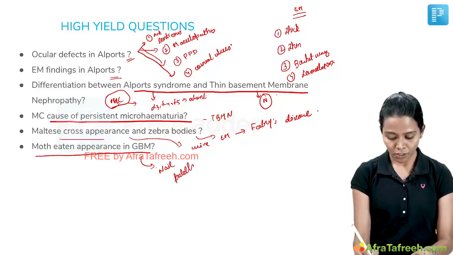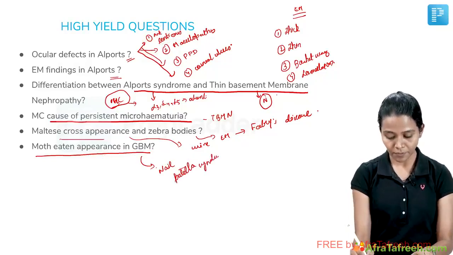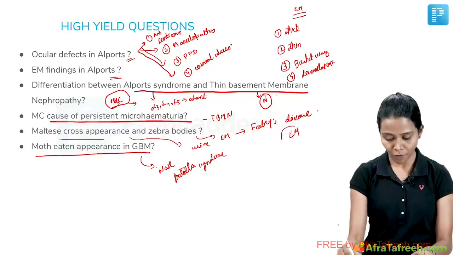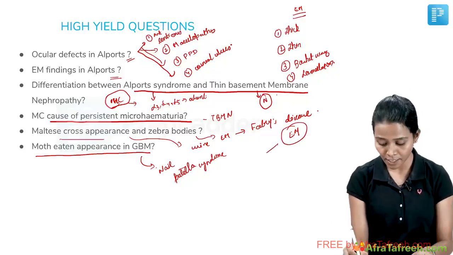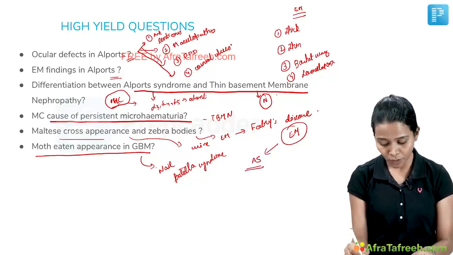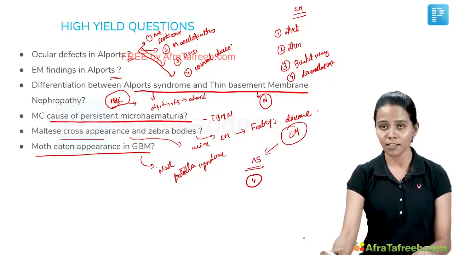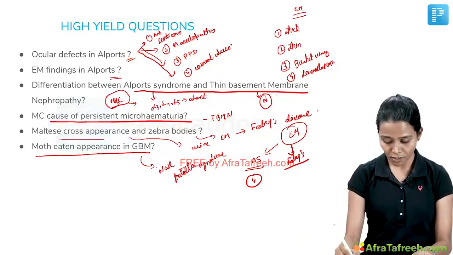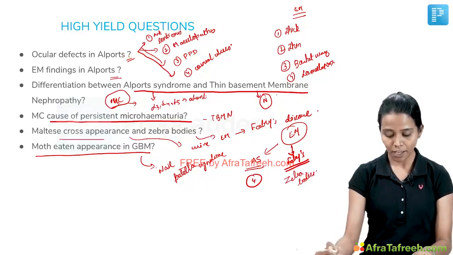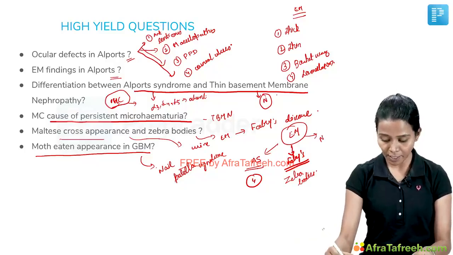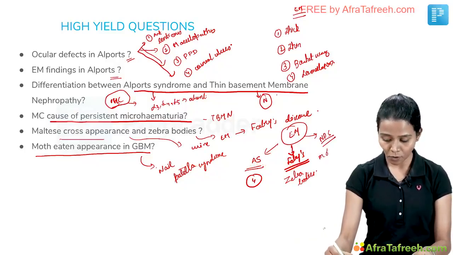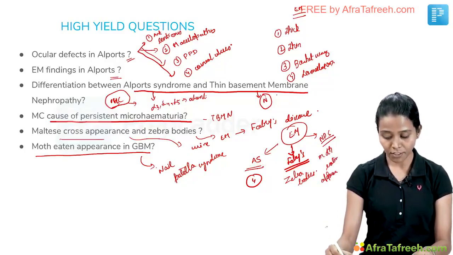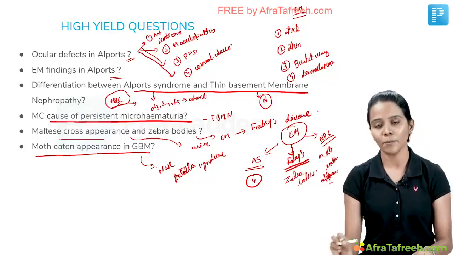Okay, so you have to know that the electron microscopy of all three diseases are important. That is, in Alport syndrome, we know that 4 important things were seen, that is thickening, thinning, basket weaving and lamellation. In Fabry's, we saw zebra bodies. Okay, and in nail patella syndrome, we saw moth-eaten appearance. Please remember this, it is very, very important. It has been asked almost every single time as an MCQ.